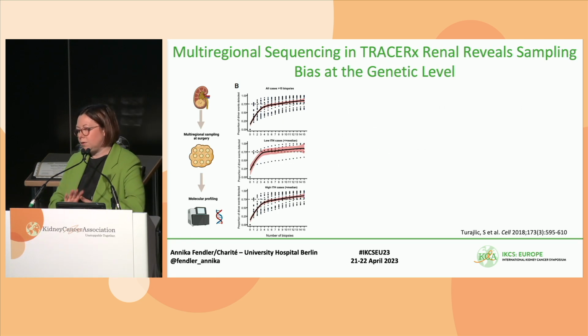So I just wanted to go back a little bit and talk a bit about TRACER-X and the genetic data. As I said, it's a multi-regional sequencing study, as you can see on the left side. I think what's important is to see that we did an analysis where we wanted to see how many samples you need to capture genetic heterogeneity, and you can appreciate the more heterogeneous the tumor is, of course, the more biopsies you would need to appreciate all the changes you can find within the tumor.